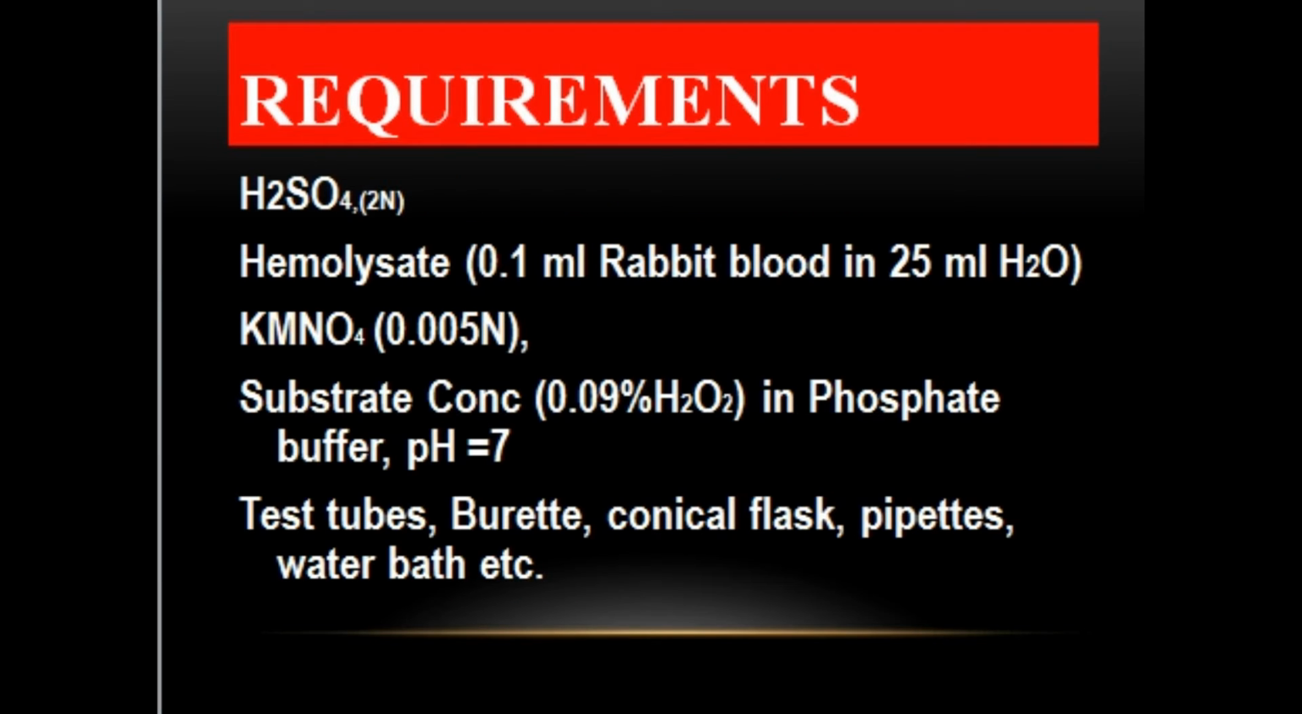Hemolyzate: 0.1 ml of the rabbit blood is diluted to 25 ml of water. Dilution is 250. Potassium permanganate of molarity 0.005 normal. Substrate concentration is 0.09% hydrogen peroxide. And phosphate buffer at pH 7, as this enzyme has highest catalytic activity at pH 7. Other lab apparatus are test tubes, burette, conical flasks, pipettes, etc.